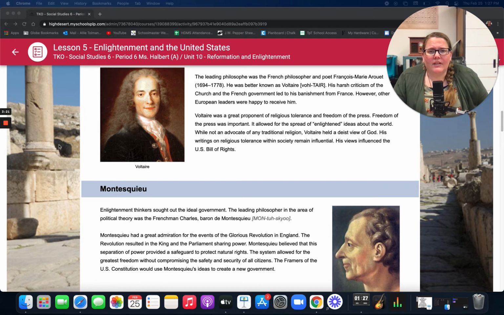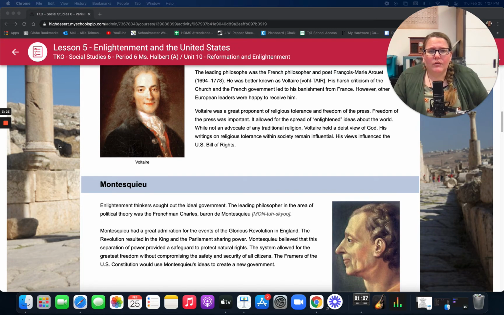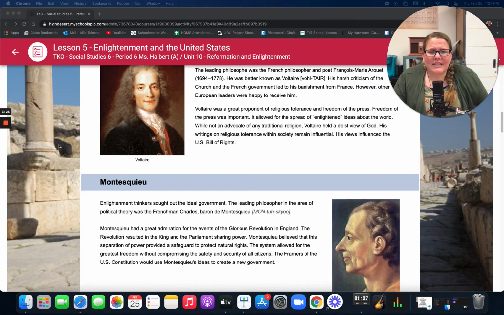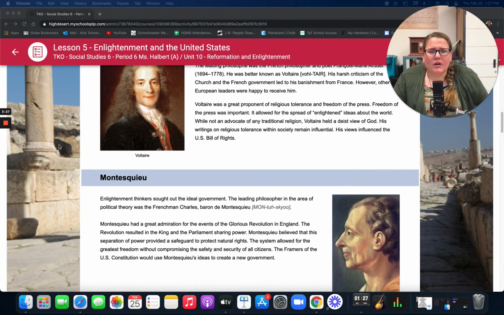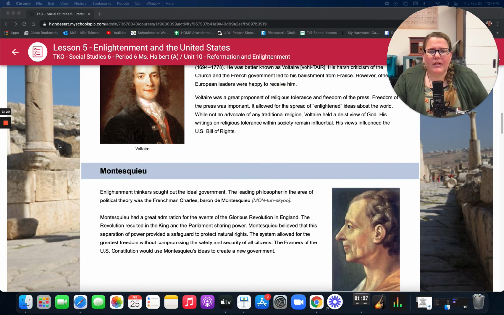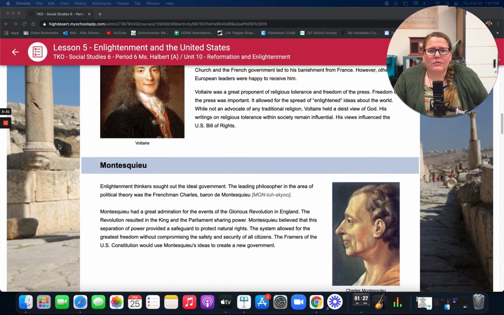While not an advocate of any traditional religion, Voltaire held the deist view of God. His writings on religious tolerance within society remained influential. His views influenced the U.S. Bill of Rights.